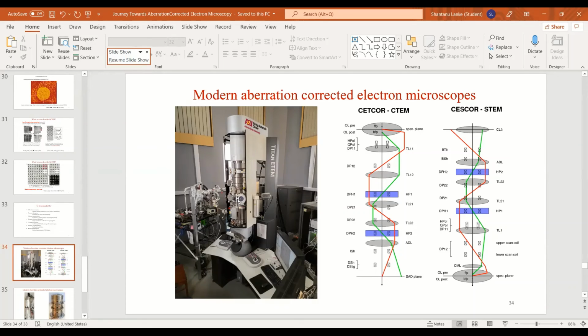And if you're working in STEM mode, your pre-field is important, because it forms the probe and the shape of the probe. What is the electron probe? It's just the demagnified image of the electron source on your sample. So if it is distorted, or if you have a triangular electron beam spot, then you are going to get artifacts in your image. So if you're correcting the aberrations of the pre-field, then you're performing the probe correction. And if you're correcting the aberrations of the post-field, then you're correcting for the image, or you're just doing the image correction.